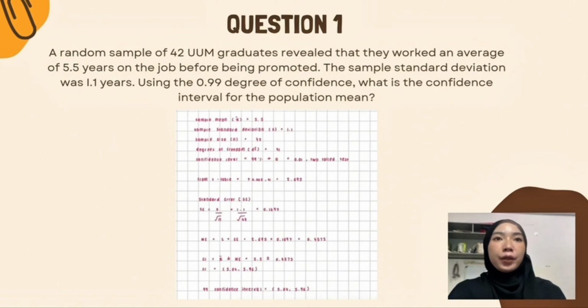Next, we calculate the standard error, which is SE equals sample standard deviation divided by the square root of sample size. That is SE equals 1.1 divided by the square root of 42, which gives approximately 0.1697. Now we compute the margin of error. E equals t times SE, that is 2.695 multiplied by 0.1697, which is approximately 0.4573.